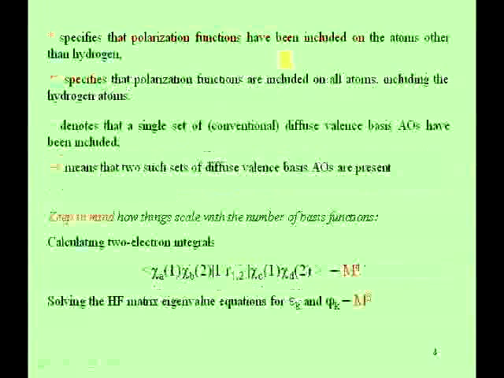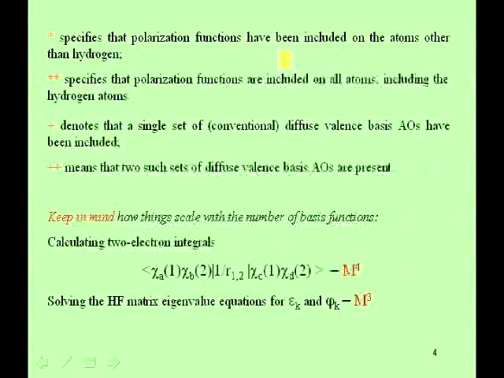Okay, and then what do the stars and pluses mean? The star means that polarization functions have been added to what we sometimes call the heavy atoms, the non-hydrogenic atoms. So if we had a star in our basis set, we would be adding polarization functions to carbons and nitrogens and oxygens, fluorines. But if the basis notation has star-star, that means you've added polarization functions to the heavy atoms and to the hydrogen atoms. So on your hydrogen atoms, you have tight P functions that are of the size of the 1s orbital.